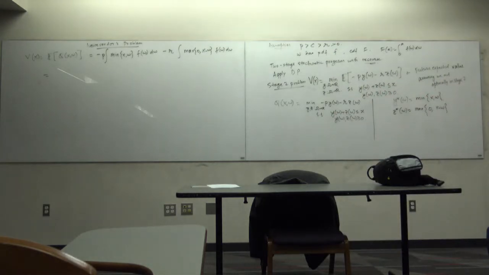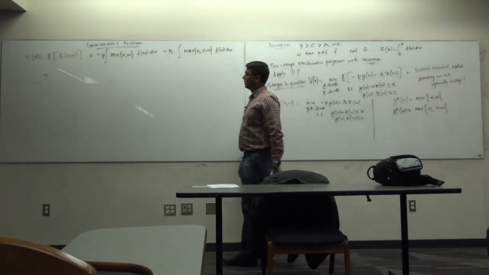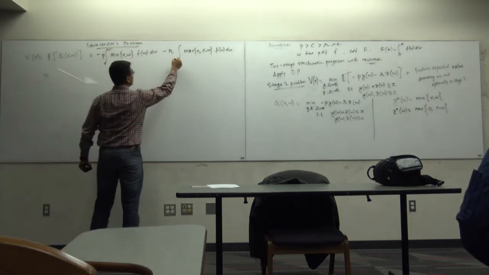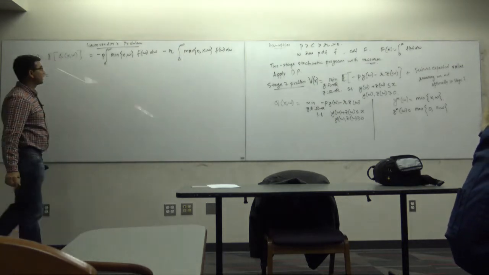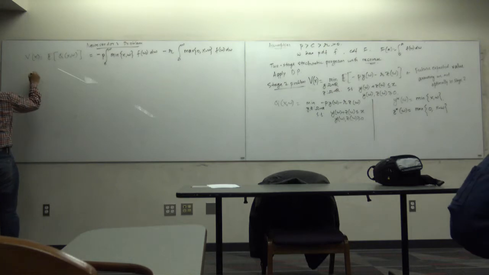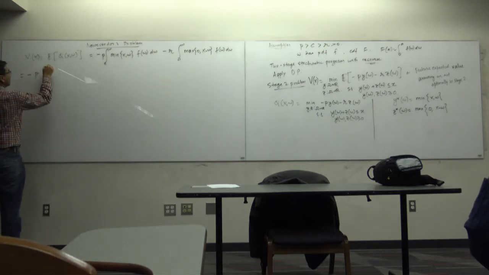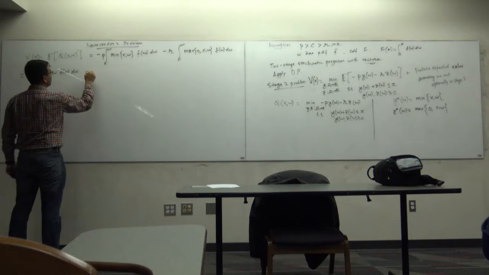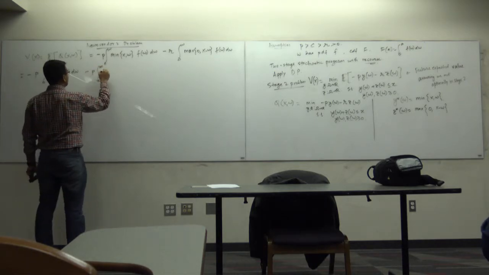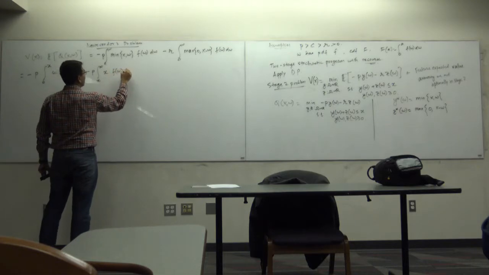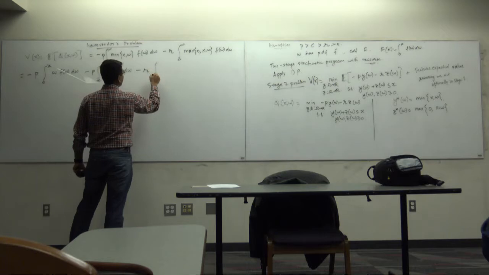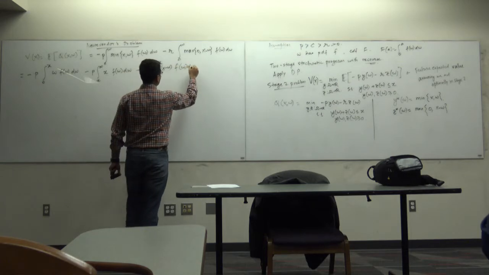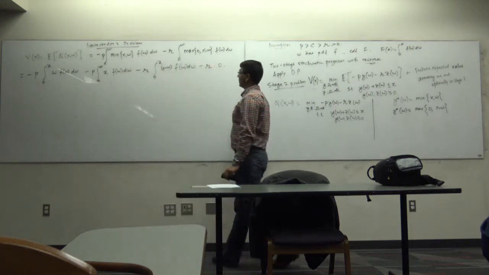Okay, that's a pretty horrible integral. But actually, we can simplify it. This is 0 to infinity. So I can simplify this integral as follows. So this is equal to minus p integral 0 to x of omega f(omega) d omega, minus p x integral x to infinity of f(omega) d omega, minus r integral 0 to x of (x minus omega) f(omega) d omega, minus r multiplied by 0.